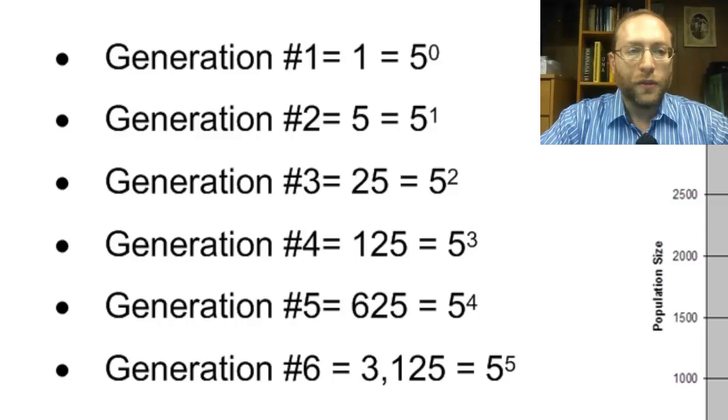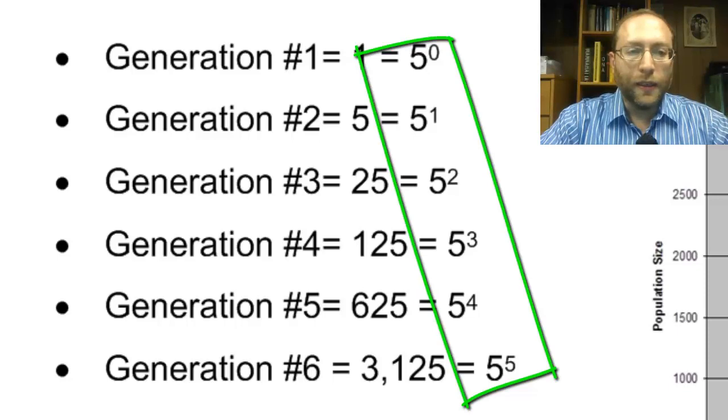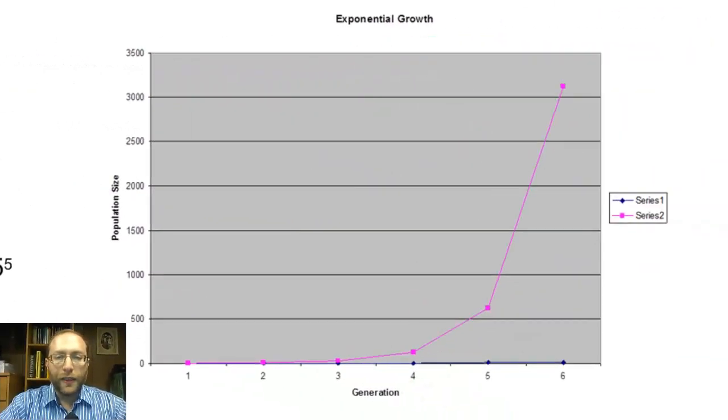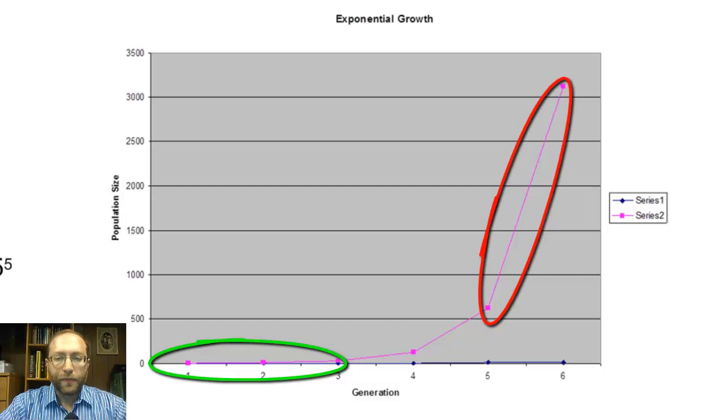Generation 2 is 5 because that 1 daisy has 5 seeds, and all the young survive. So that's 5 to the 1. Generation 3 has 25. That's 5 to the second power. And you see how each one of these just increases by powers. That's why it's called exponential growth. And here we can see what the graph looks like for exponential growth. You see, it starts off growing very, very slowly and then very, very rapidly.